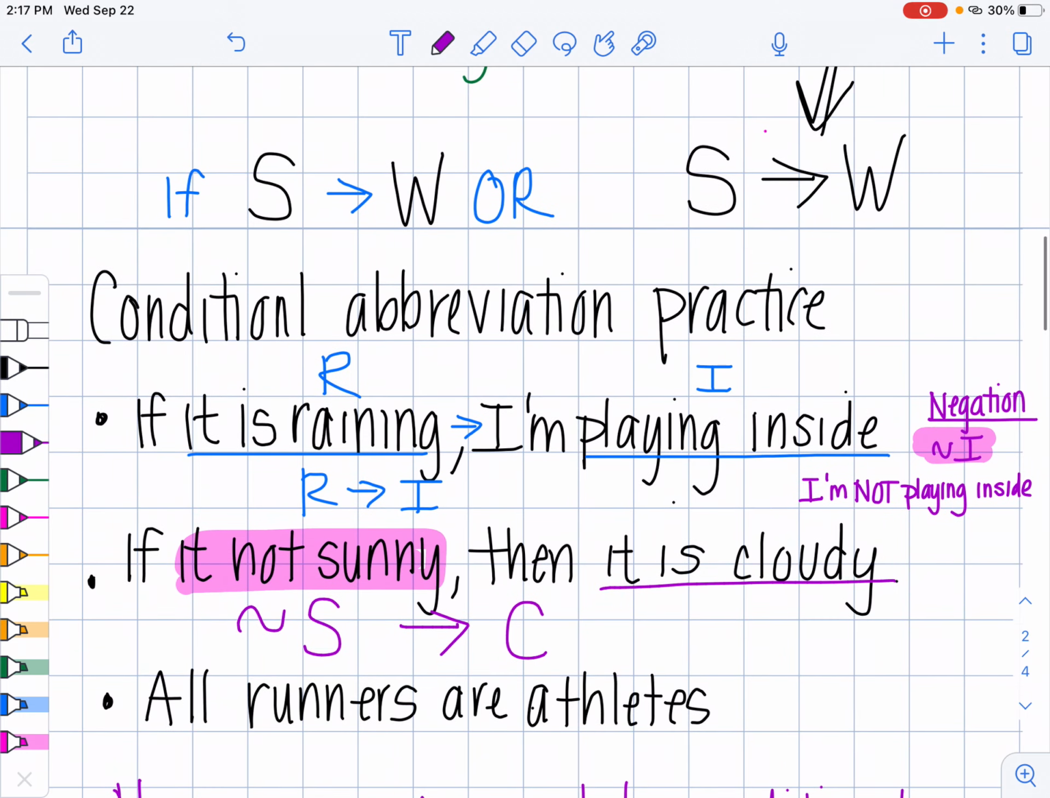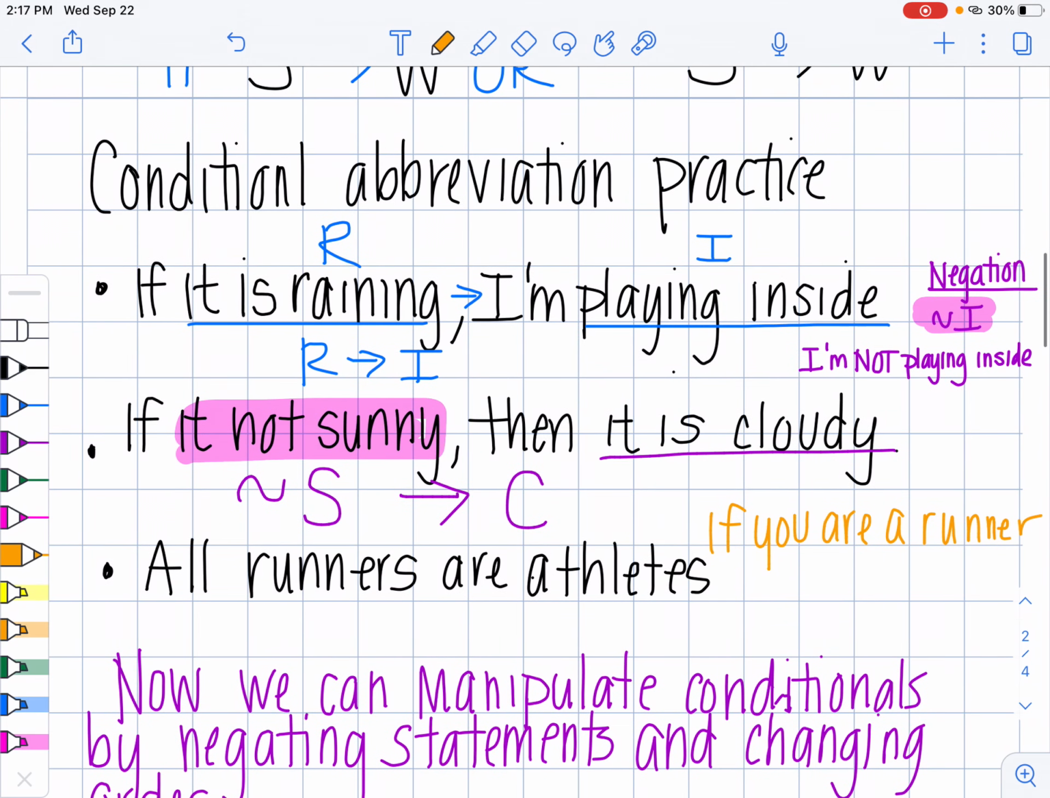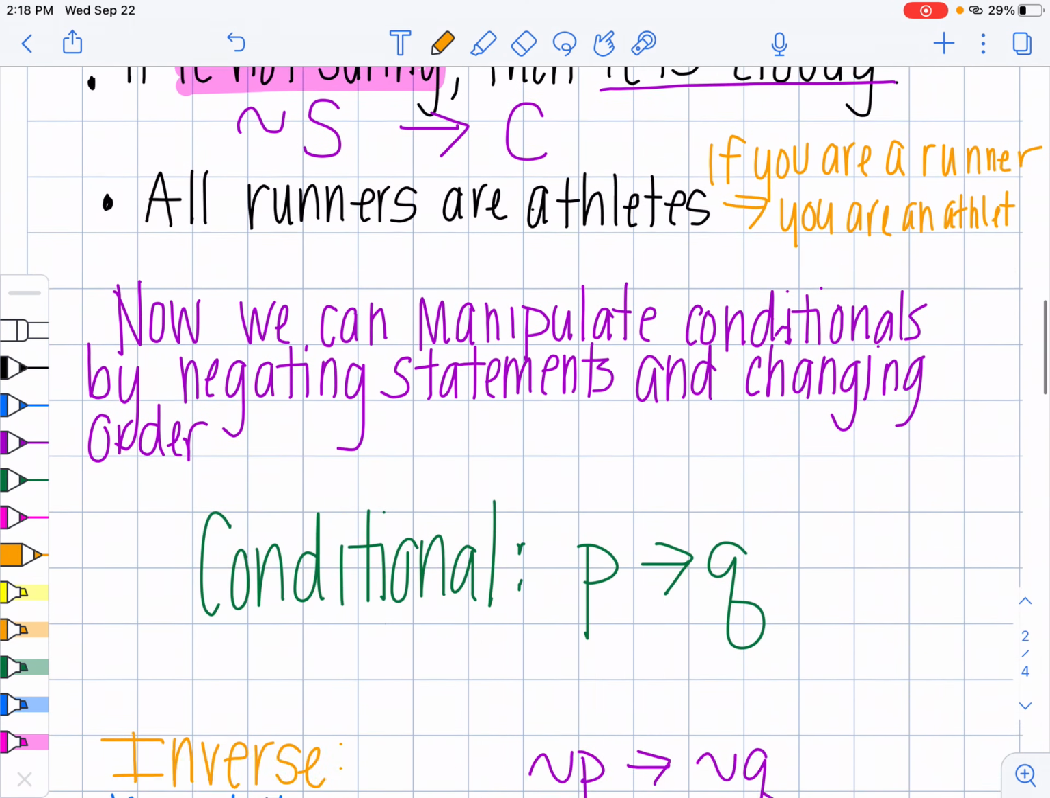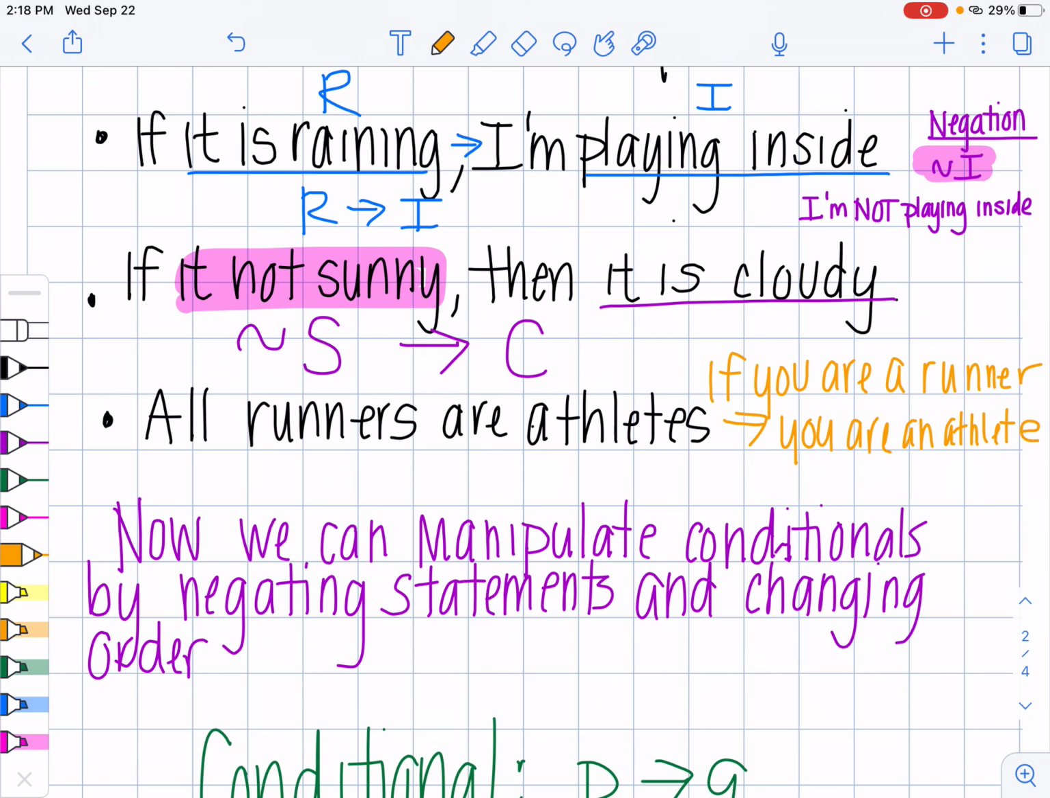All right, the last one I kind of put in here because it doesn't have an if or a then, and these might get thrown at you. So all runners are athletes. To convert this into an if-then statement, this really says, if you are a runner, then you are an athlete. So how would you abbreviate this? If you are a runner, then you are an athlete.